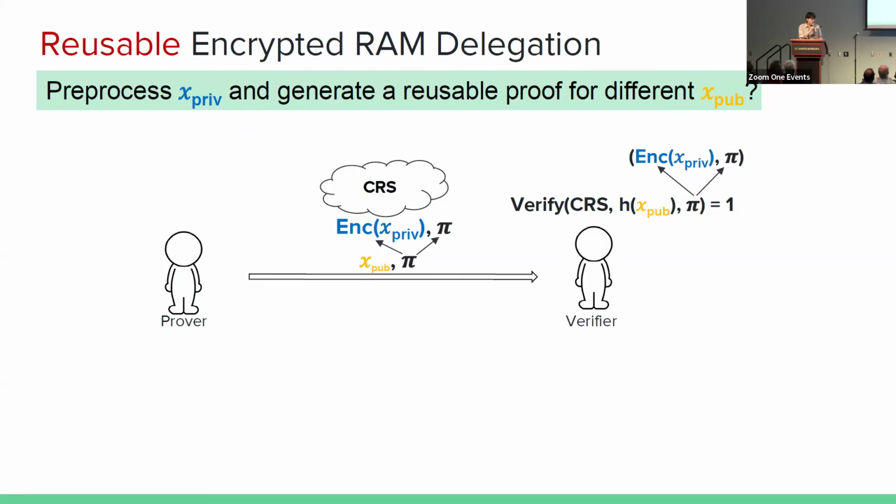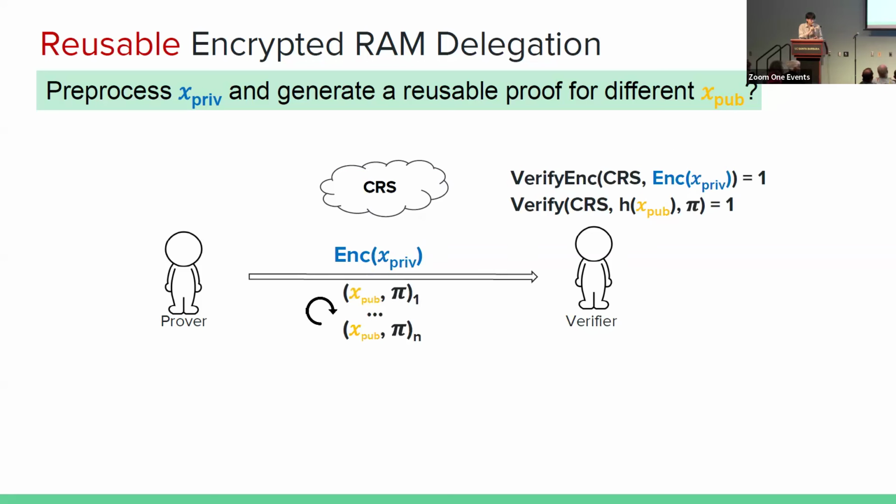So this is what we call reusable encrypted RAM delegation. If we take a close look at our encrypted RAM delegation, the prover actually sends out X public, the encoding of X private, and a short delegated proof pi to the verifier. And the verifier first verifies the encoding of X private, and then it verifies the hash of X public with the short delegated proof pi.